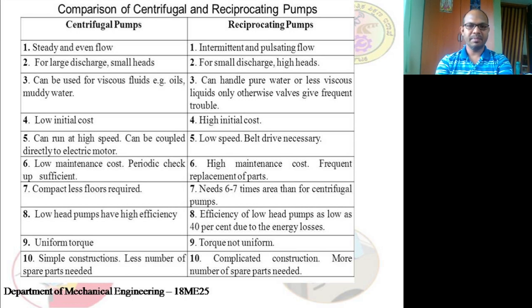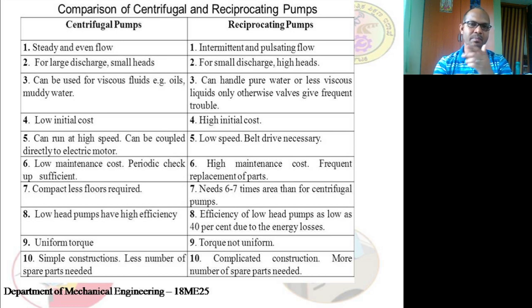go step by step. The first point is, in the centrifugal pumps, we have got a steady and even flow. That means there will be a steady flow. That means flow doesn't change with respect to the time. There will be continuous flow. Whereas here in the reciprocating pumps, an intermittent or a pulsating flow will be there. That means the flow will change with respect to the time. That means flow keeps changing.